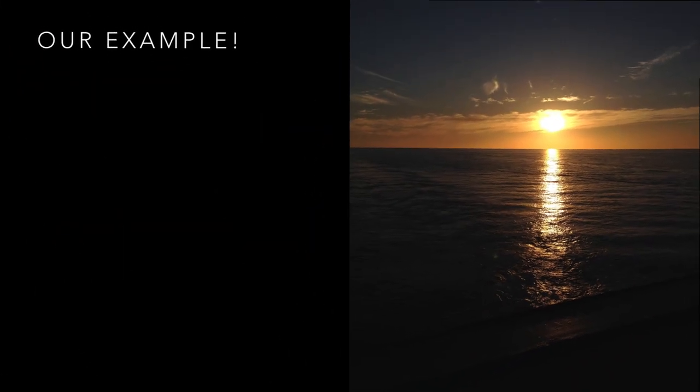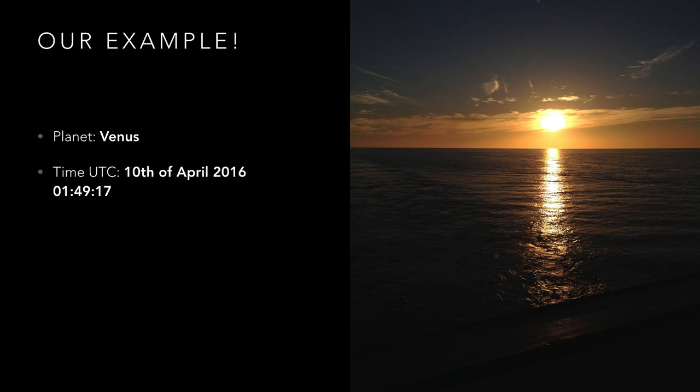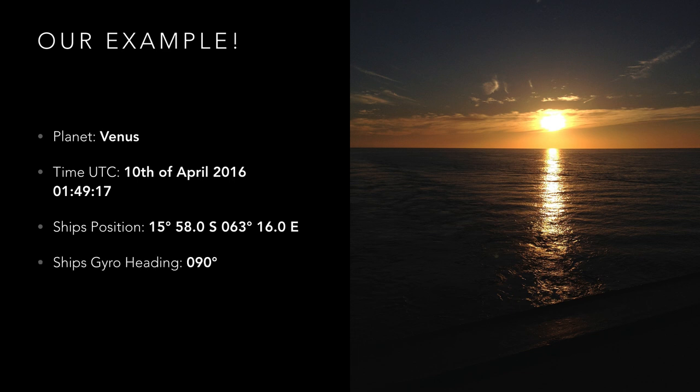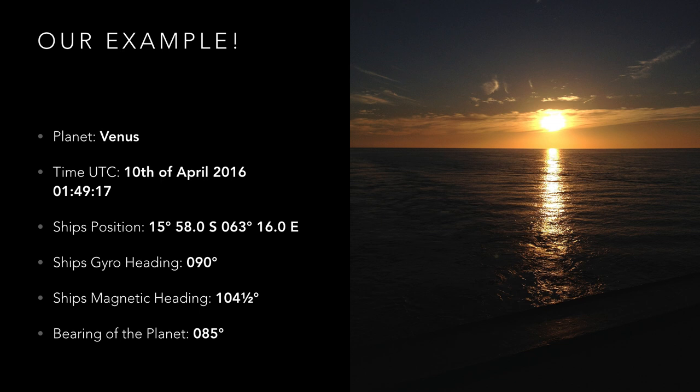For this example, we're going to use Venus. It's the 10th of April, 2016, and the time is 1:49:17 UTC. We are in a position of 15°58.0 south and 063°16.0 east. The ship's heading was 090 by gyro compass and 104.5° by magnetic compass. Lastly, our observed bearing of the planet was 085°.